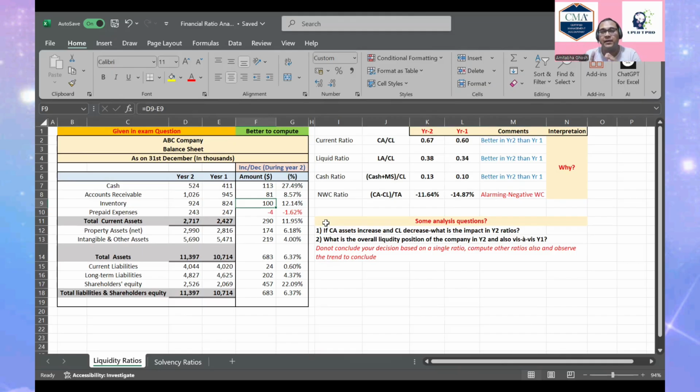You first compare the 2 years to see how much change has happened. Then you see which has increased, current asset or current liability. Then you see which of the components within current assets and current liability has increased or decreased, remembering the numerator and denominator relationship with the ratio.